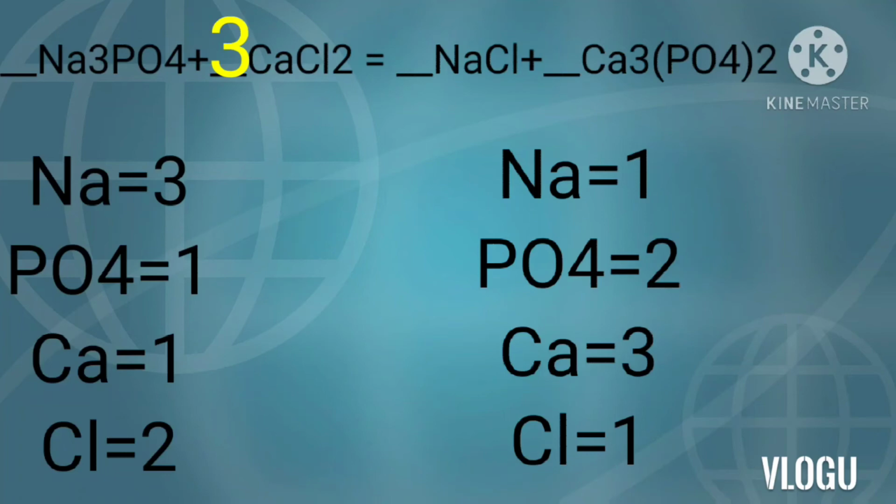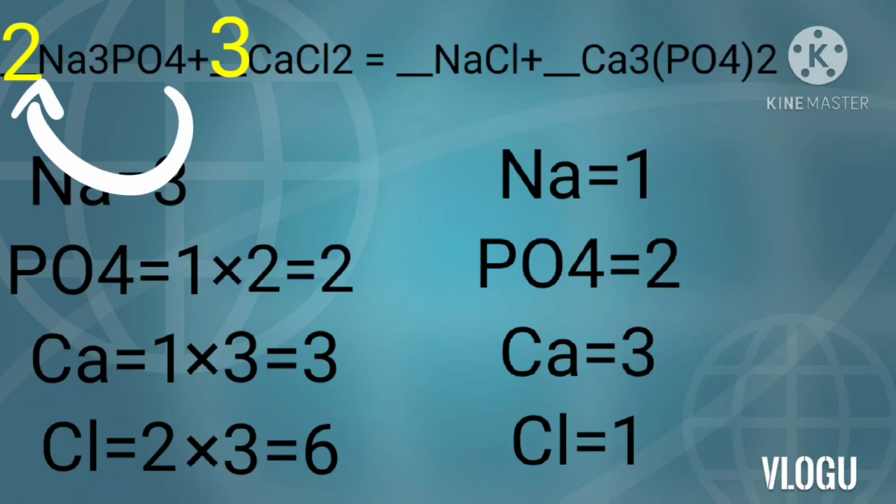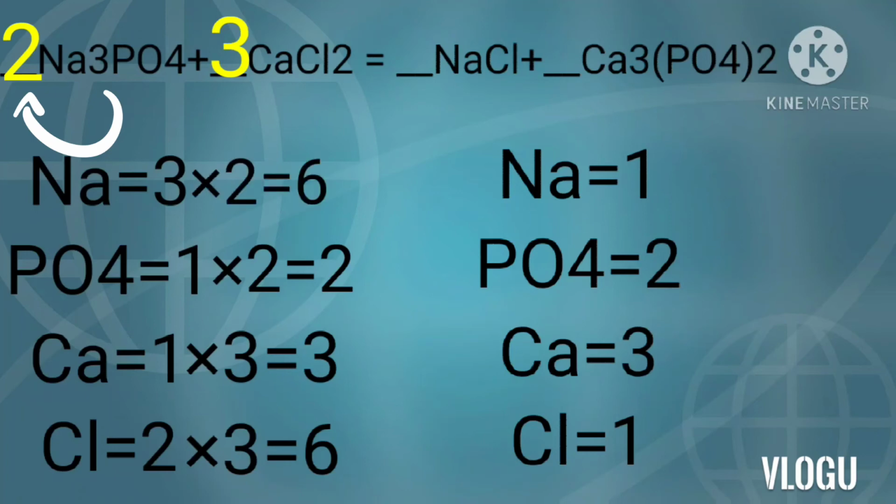So let's start with calcium. To make it 3, let's put 3 before the calcium chloride and multiply it. Calcium 1 times 3 equals 3. And because calcium is together with chlorine, let's multiply chlorine 2 times 3 equals 6. Now PO4 on the right has 2, so let's fix this first. To make it 2, PO4 1 times 2 equals 2. And because PO4 is together with sodium, let's multiply also. Sodium 3 times 2 equals 6.